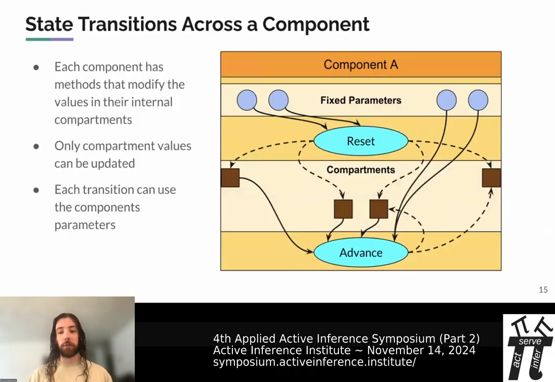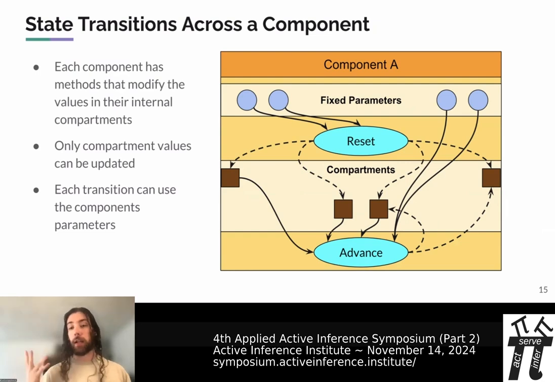So for transitioning a model, we have state transitions across just a component. If we zoom in on what a component is, we have component A here, where we have our fixed parameters across the top. You can see we have 4 fixed parameters. And then we have 2 different state transitions that we're going to allow: the reset transition and the advance transition. In this example, the reset transition takes 2 fixed parameters in and sets values, via the dashed lines that we see, into all 4 compartments.